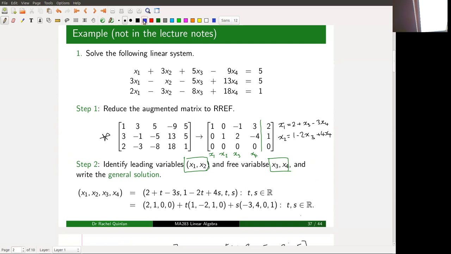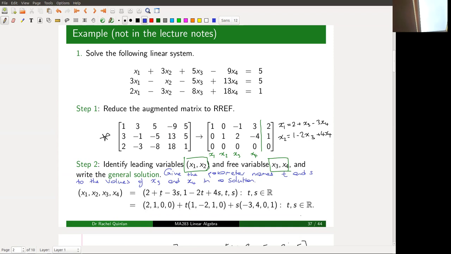So we're going to give the parameter names t and s respectively to the values of x3 and x4 in a solution of the system, and then we can write the general solution. So here it is. These are free to assume any value that you want. They can independently assume any value. There's nothing that specifies that there must be any kind of relationship between x3 and x4. There is a relationship between x1 and x3 and x4, and between x2 and x3 and x4.